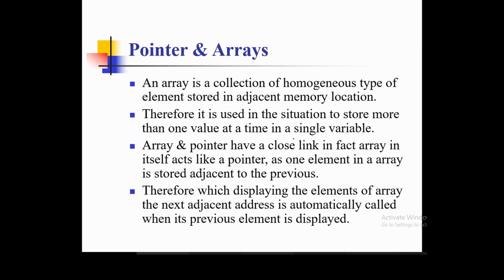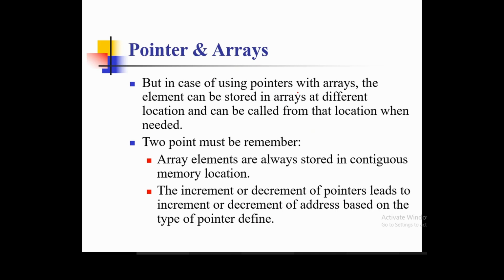And in this case, one more thing is this. Array and pointers have a close link. In fact, an array in itself acts like a pointer, as one element in an array is stored adjacent to the previous. Array के केस में तो ऐसा होगा कि उनकी जो memory location है, it is contiguous in nature. So displaying the elements of the array, the next adjacent address is automatically called when its previous element is displayed. But in case of using pointers with arrays, the elements can be stored at different locations and can be called from the location when it is needed. So here are these 2 points that must be remembered.